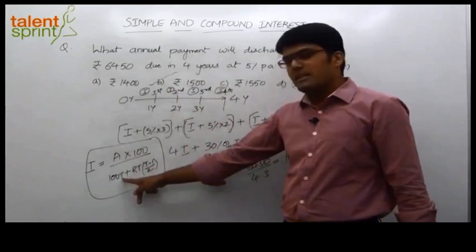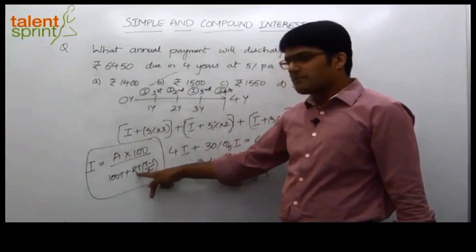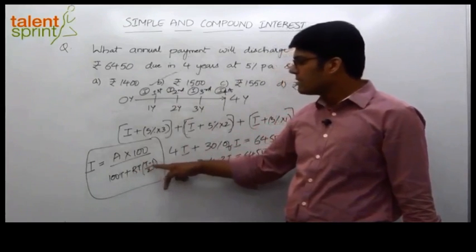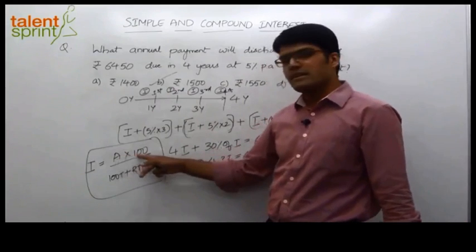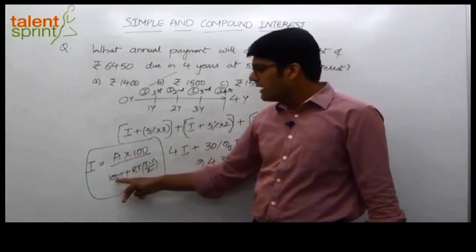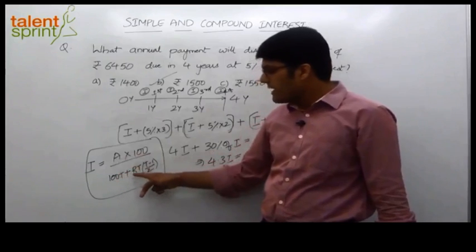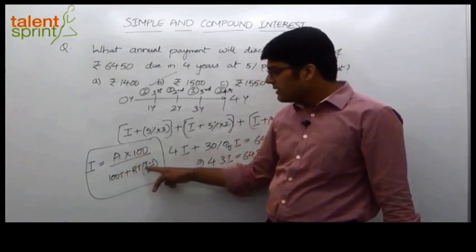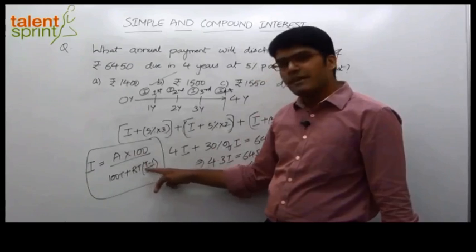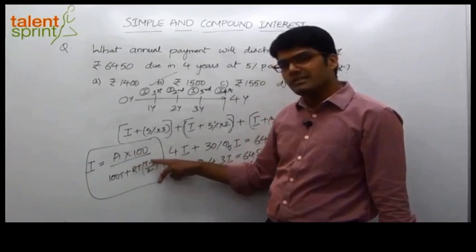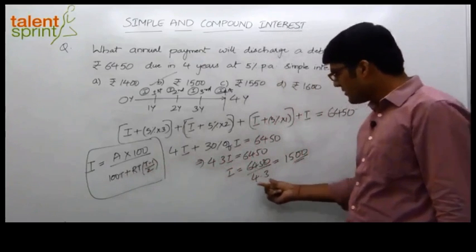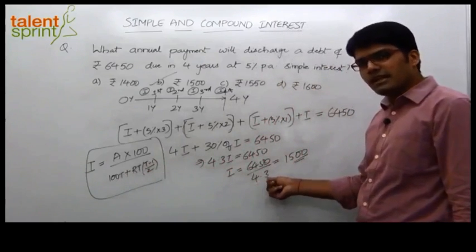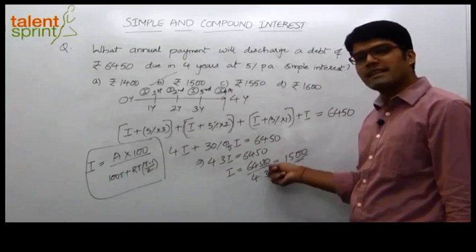So T is time, how many years? 4 years. R is 5, T is 4. 4 minus 1 by 2. Just do the calculation. See, same thing you will get. 6450 into 100, 100 into 4, 400, 5 into 4, 20, 4 minus 1 by 2, 3 by 2, 20 into 3 by 2, 20 into 3, 60, 60 by 2, 30. So 400 plus 30, 430. That's what you got, right? 430. 430 divided by 100 because the numerator 100 is getting cancelled.